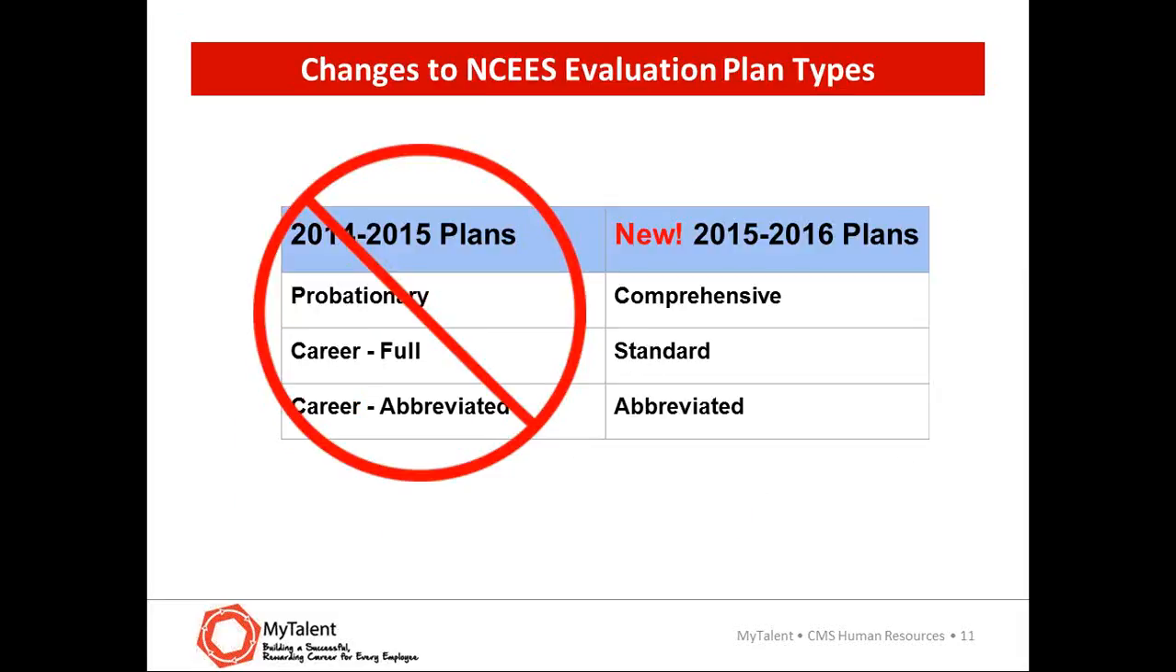There have been some changes to the NESIS evaluation plan types, however. One of the biggest changes is the plan name change. You can see here that the probationary plan will now be referred to as the comprehensive plan. The career full will be the standard evaluation plan, and the career abbreviated will now simply be the abbreviated plan.